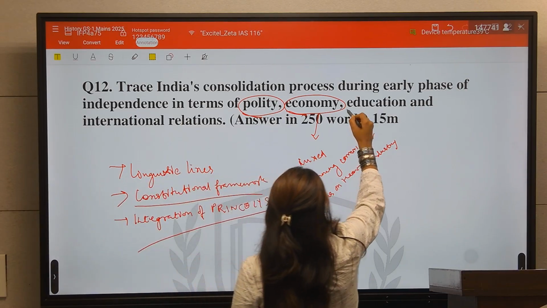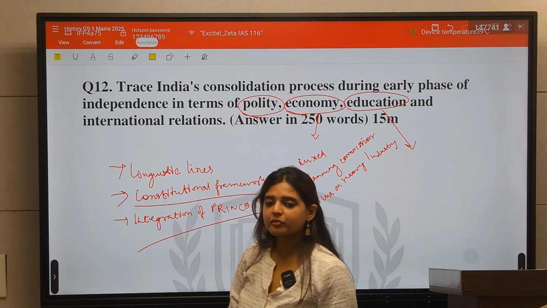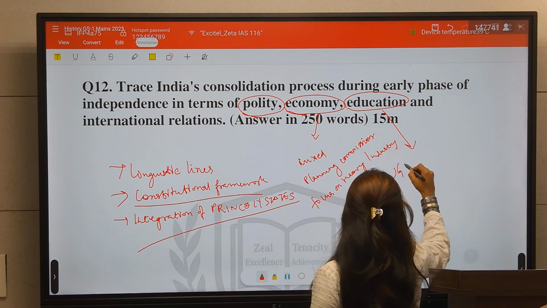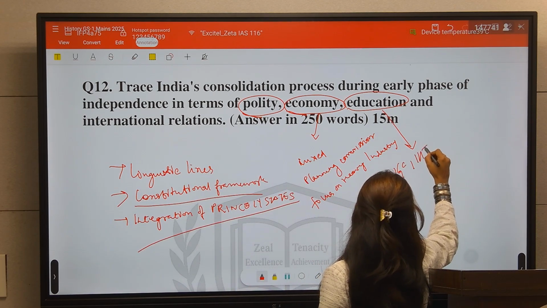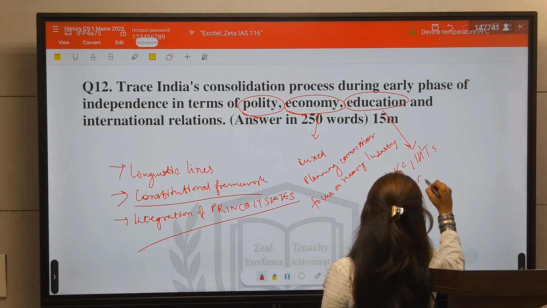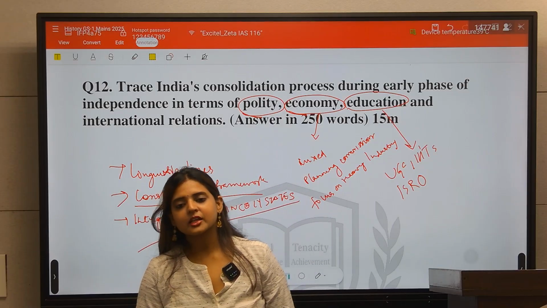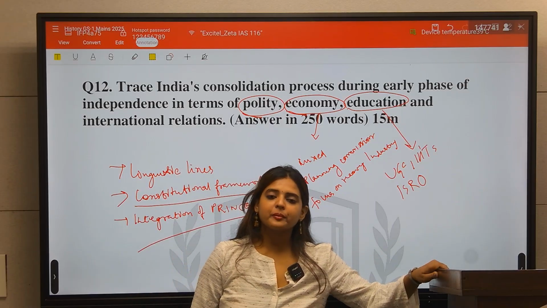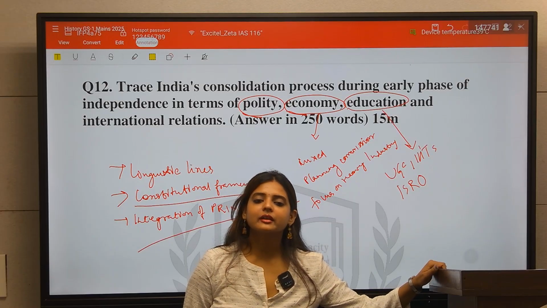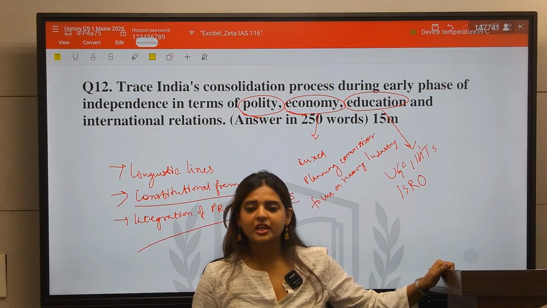For education, you will write about the human capital development through the establishment of UGC, IITs, ISRO. These are all the educational institutes that were opened. The educational institutes were opened in rural areas also, which promoted community development and wanted the development of the nation as a whole.